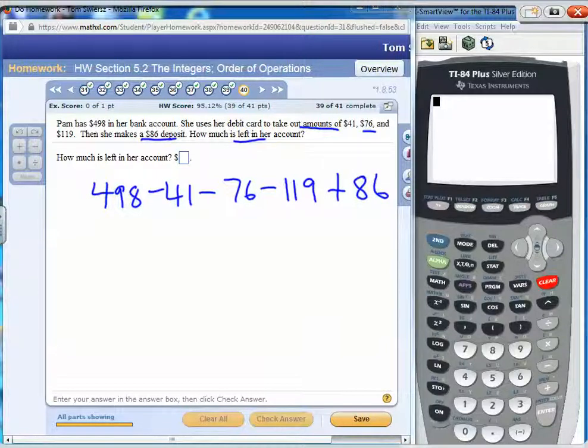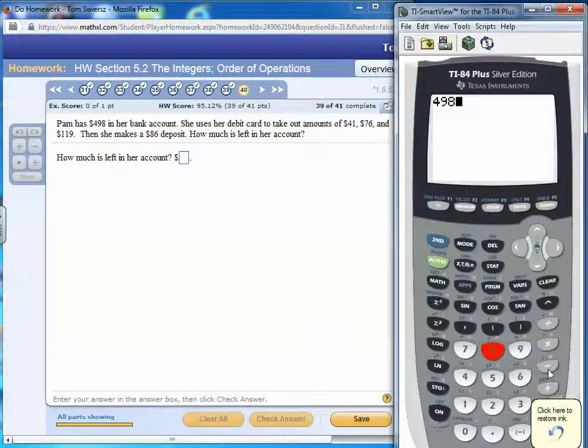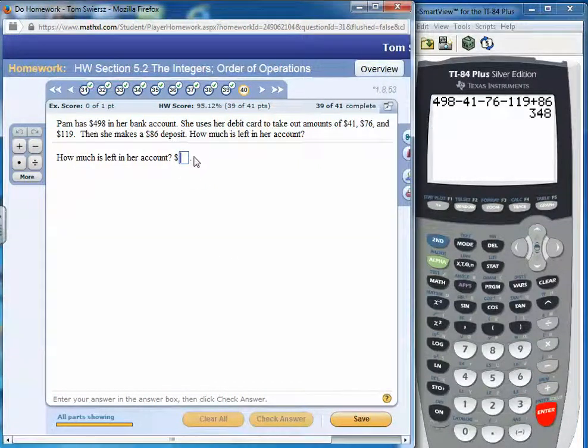So we can just go ahead and do all these in one step. I have our beginning balance, subtracting the amount she spends and adding the amount she puts into or deposits into her account. So again, if we do it on the calculator, we have $498, and we subtract $41, $76, and $119, and then she deposited 86. So we can do it all in one step. So her ending balance is $348.